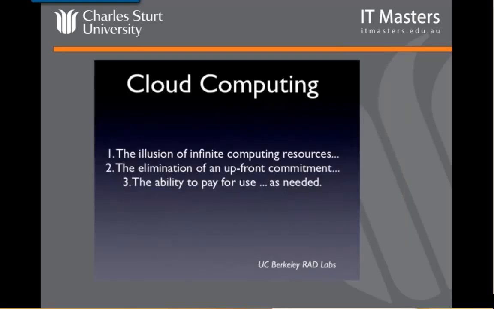So, based on the UC Berkeley RAD Labs, there are 3 important things in cloud computing. The first one is the illusion of infinite computing resources. We did talk about it on many different occasions. Then, it's again up to you how you can eliminate the upfront commitment. So, it's basically your contract, your SLA, which you need to really take care of. If I were you, I would look for ISO 27005 certification. If I were you, I would not just look at the prices, I would also look at the return.